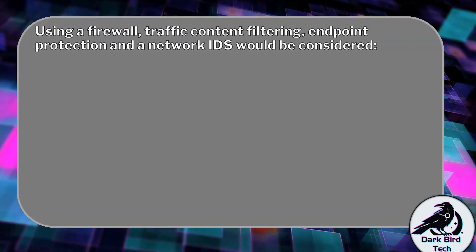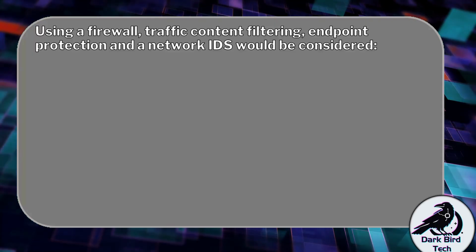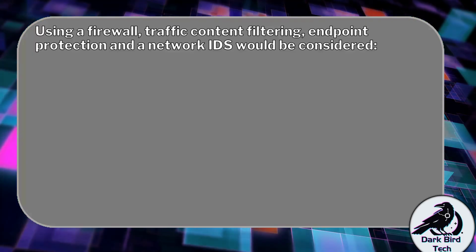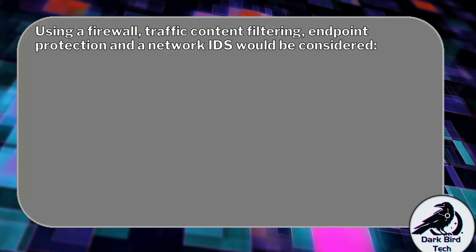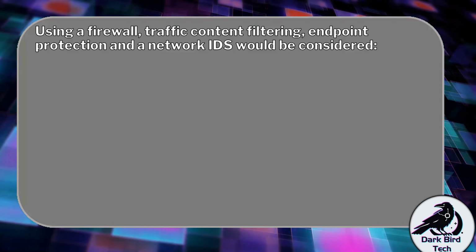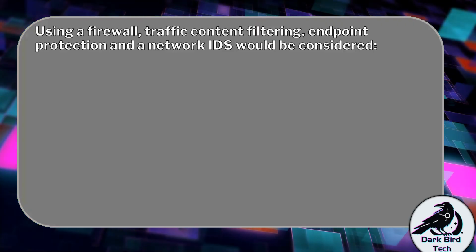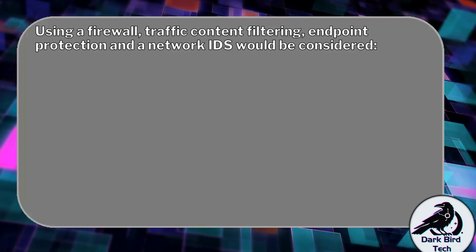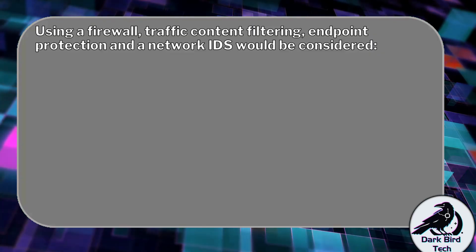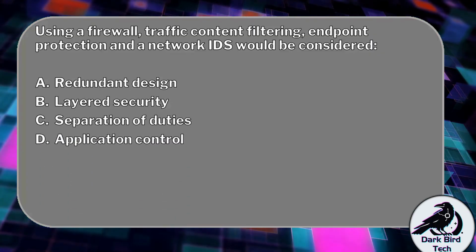All right, the next question is, using a firewall, traffic content filtering, endpoint protection, and a network IDS would be considered what? Oh, the options are probably going to tell us what is considered. So I'll let you think, what could those things have in common? What would make them related? And then let's look at the options.